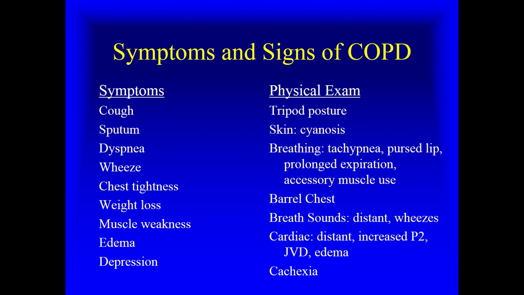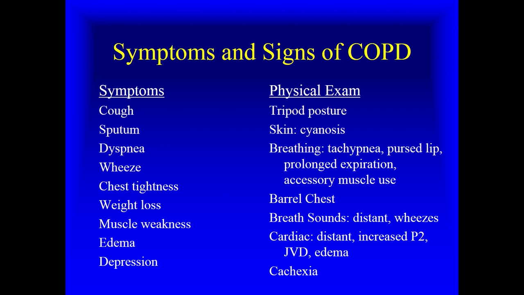At that point, patients may sit forward in the tripod posture to improve their breathing. Patients with low blood oxygen may have cyanosis of their skin. When observing the patient breathing, they may have tachypnea or a rapid respiratory rate. They may have pursed lip breathing, a prolonged expiratory phase, and in the most severe cases, accessory muscle usage. Lung hyperinflation may lead to a barrel chest, which could be evident on exam.